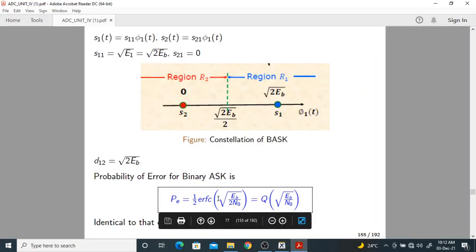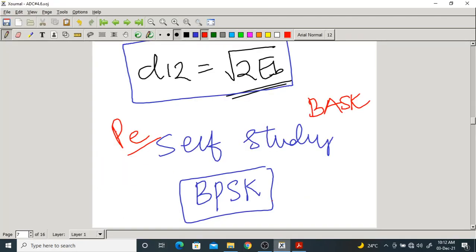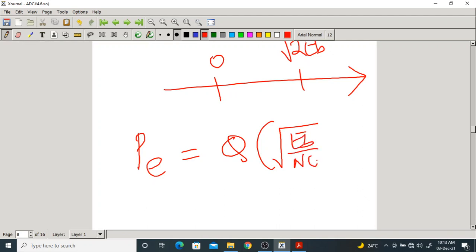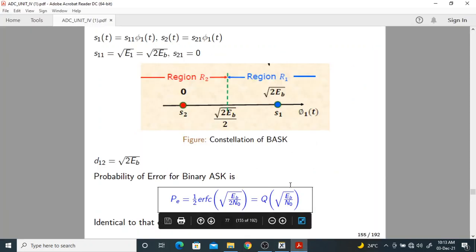But it is just like BFSK. So I am writing this for your understanding. The probability of error of BASK is just like BFSK, Q of root Eb by N0. You can also write it in terms of the complementary error function.